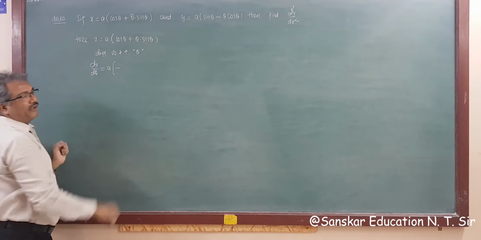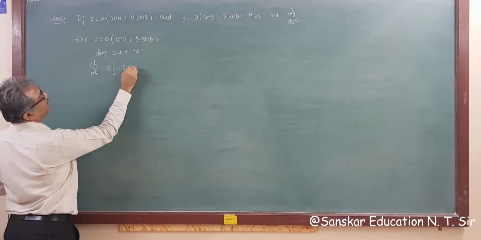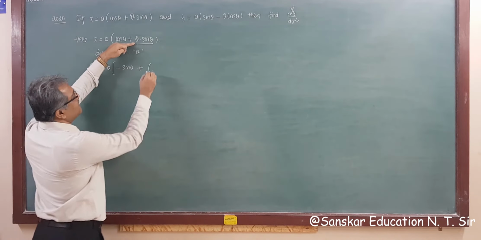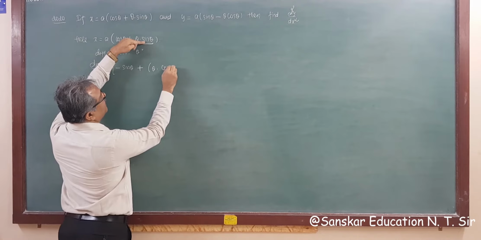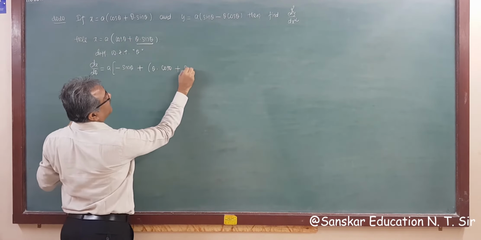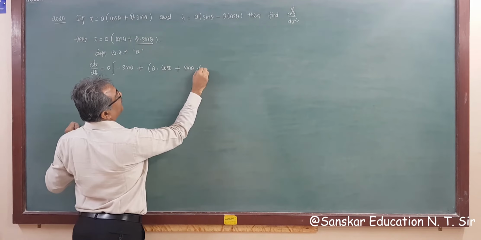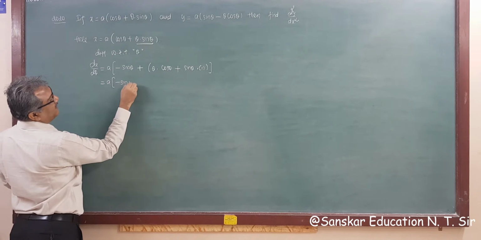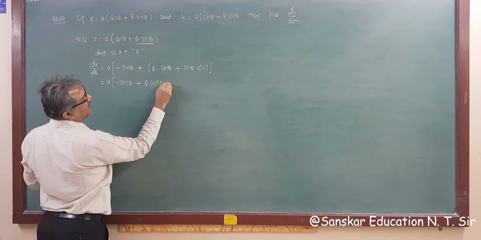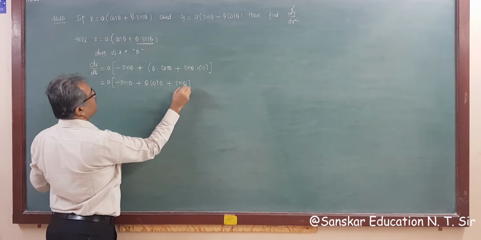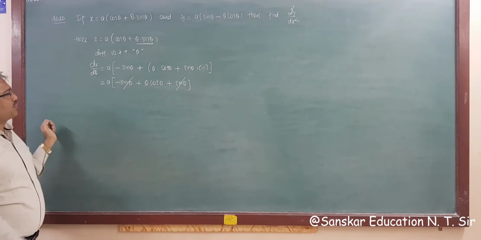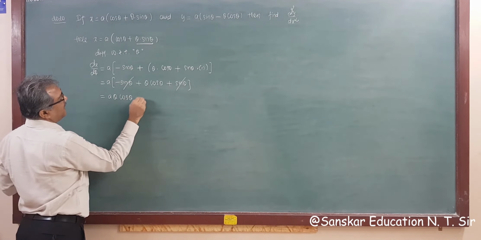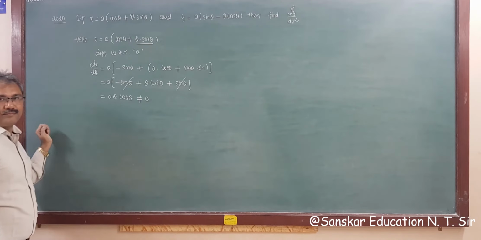Now this is cos theta. Derivative of cos theta is minus sin theta, plus this is u into v. So theta as it is, derivative of sin is cos theta, plus sin theta as it is, and derivative of theta is 1, right? So this will be a times minus sin theta plus theta cos theta and plus sin theta. So this sin theta will be cut. So what is your final answer? Is a theta into cos theta, and this is not equal to 0, right?